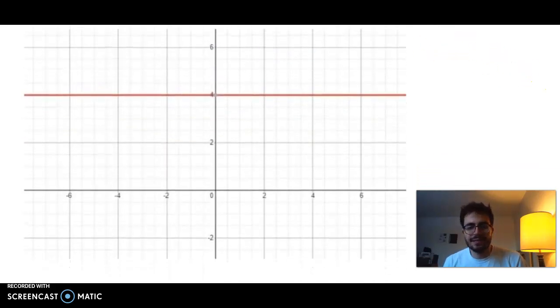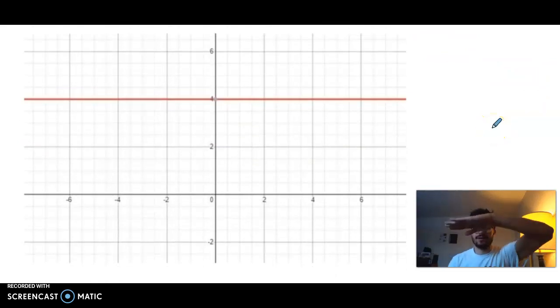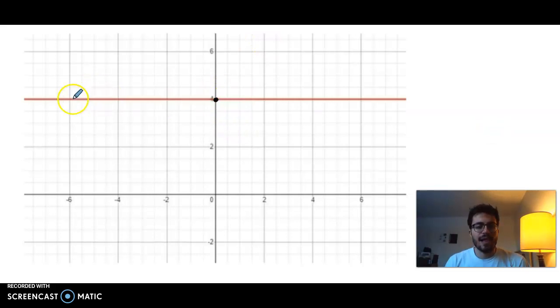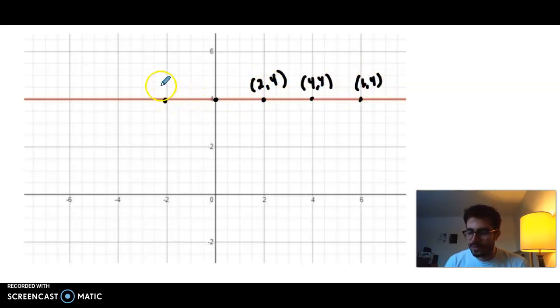This is an equation where we have a horizontal line. I want you to notice everywhere on this line, our y value is 4, right? If we take any of the points, this is the point (4, 4). This is the point (6, 4). This is the point (2, 4). This is the point (-2, 4).